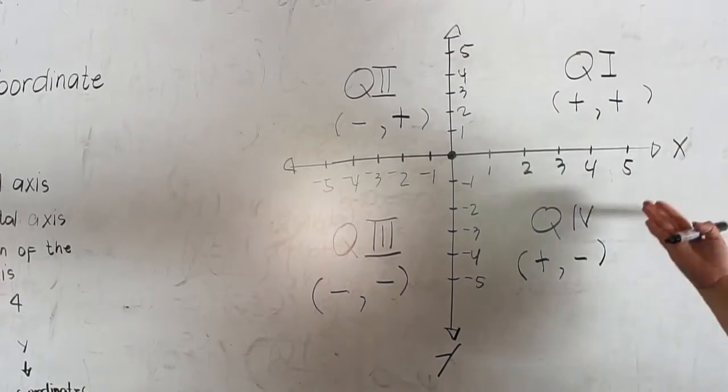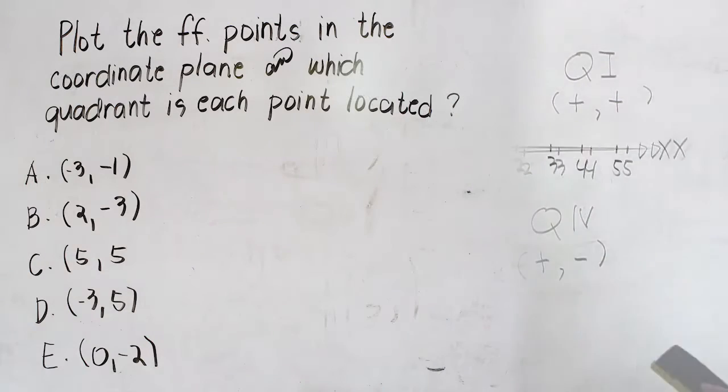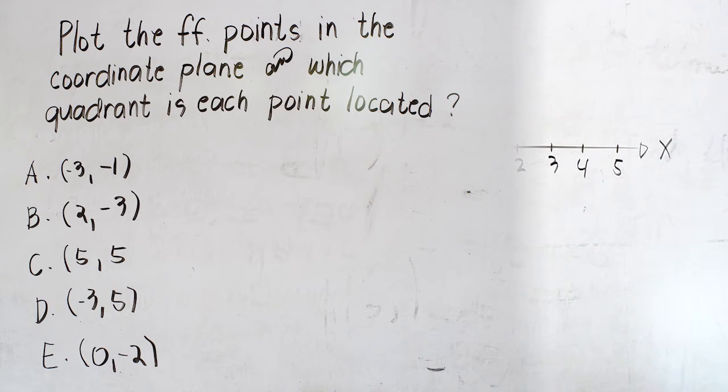So this will be your basis in plotting points in a coordinate plane. For example, plot the following points in the coordinate plane and state in which quadrant each point is located. A, negative 3 and negative 1. B, positive 2 and negative 3. C, positive 5 and positive 5. D, negative 3 and positive 5. E, 0 and negative 2.